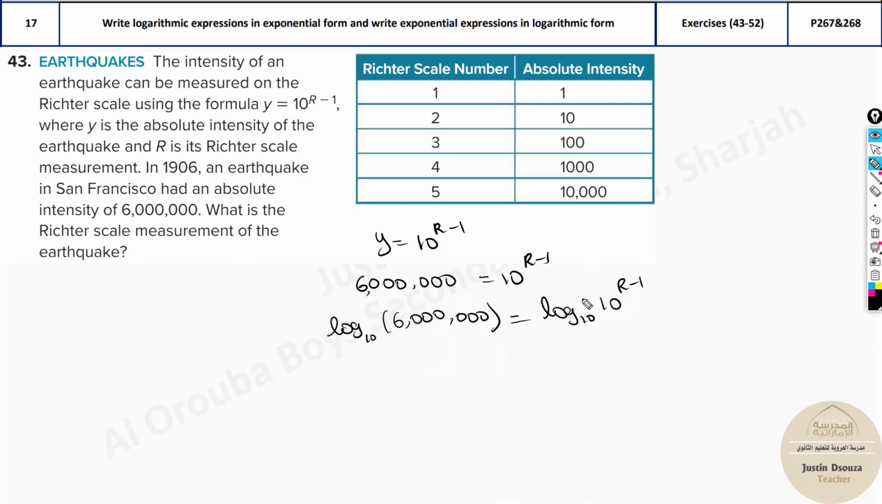Now we have to apply the rules of log. What are the rules of log? Whenever there is an exponent over here at the right side, any exponent, it becomes the coefficient. R minus 1 comes down and you're remaining with log 10 base 10. Base 10 and 10.